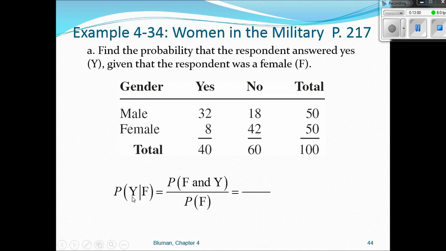What's the probability that you answered yes, given that it was a female? That's the probability of a female and yes. So females, yes, there's 8 of them out of a total of 100. And the probability of being a female is 50 out of 100. Now what you can just do is you get rid of those 100, and that turns into 8 over 50, which reduces to 4 over 25.